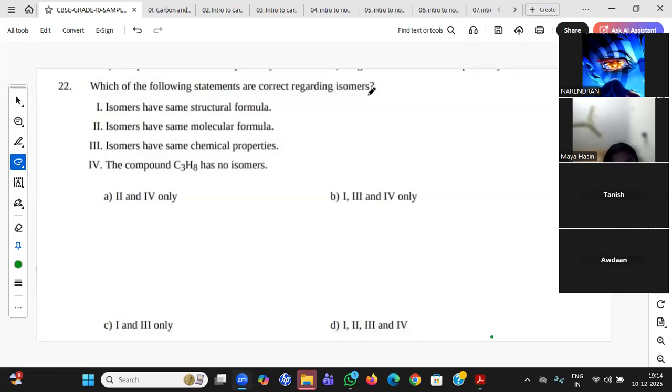What is the correct statement regarding isomers? Yesterday we have read the isomers. Isomers that should have dash, that should not have dash. That is what we read. Narendran, my God. Tanushri, again, my God. Tanish, very good, Tanish.